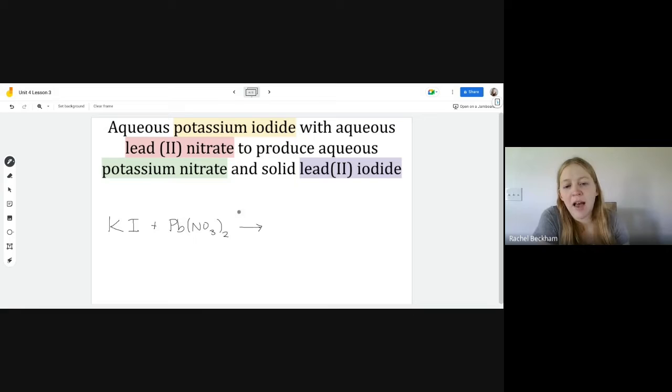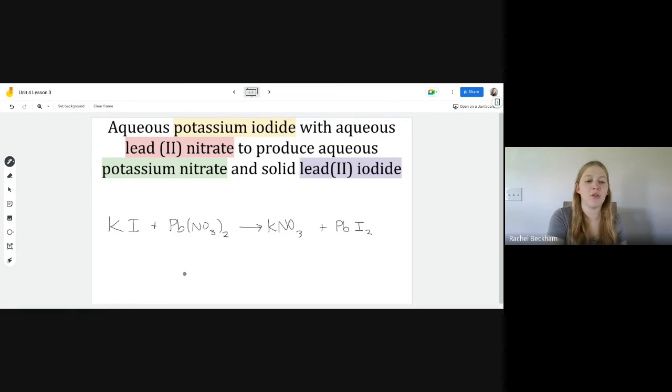Potassium nitrate is K with a +1 charge, and NO3 with a -1 charge. Those cancel out really nicely, so we don't have to do any crazy crossover rule stuff there. So KNO3, and solid lead(II) iodide. So remember, lead has a +2 charge, and iodine has a -1 charge. So we need to cross those over. The 2 will go here, and the 1 will go here. And so it's going to become PbI2.